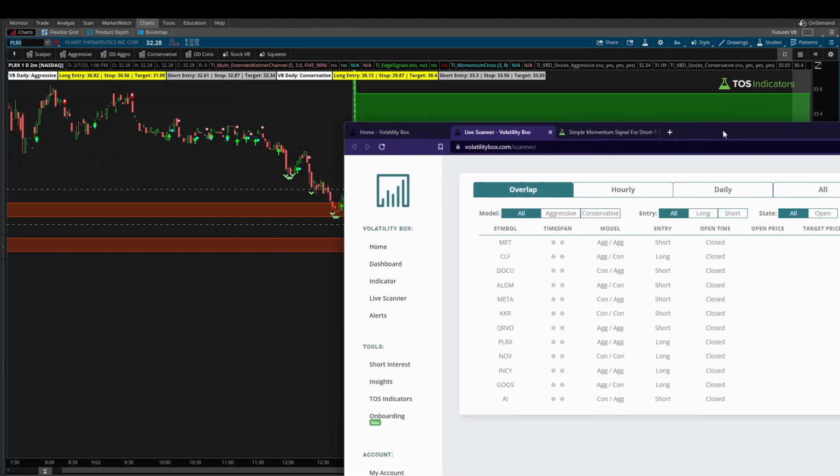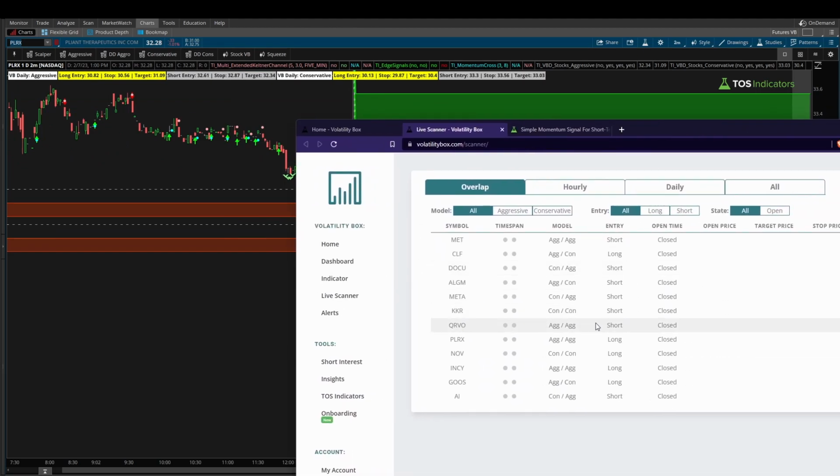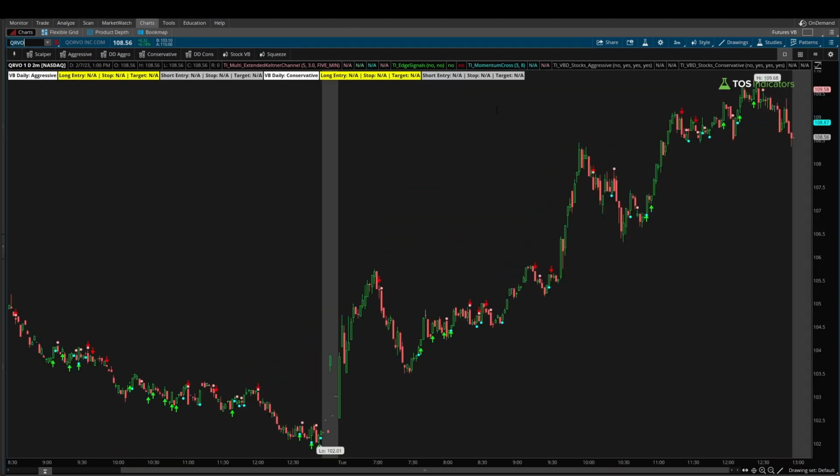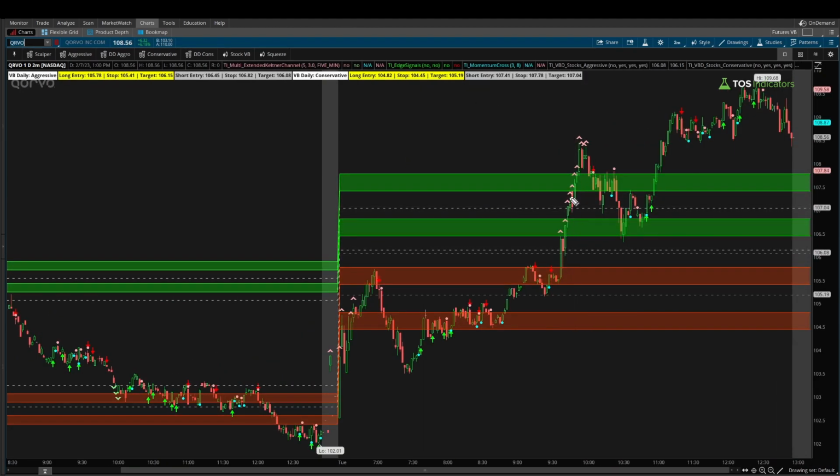The next trade we have on our list, QRVO, and this was a short side setup. So if I load in a chart of QRVO here, we can take a look. We have price action breach the upper edge of our volatility box zones. We have Keltner channel wedges all throughout that time here.